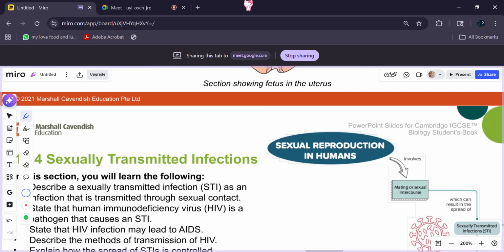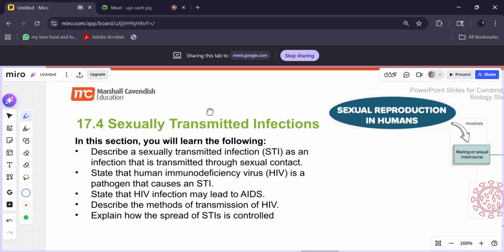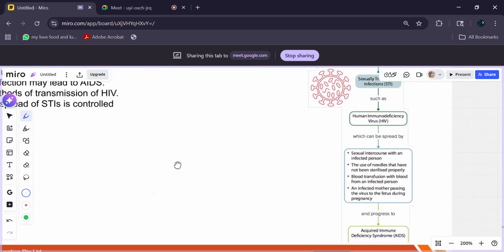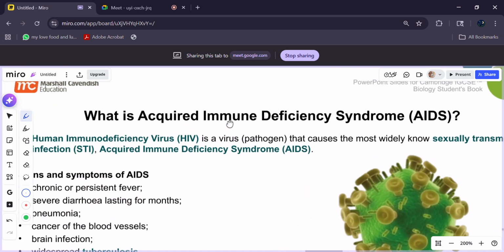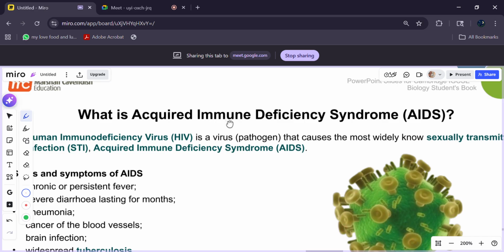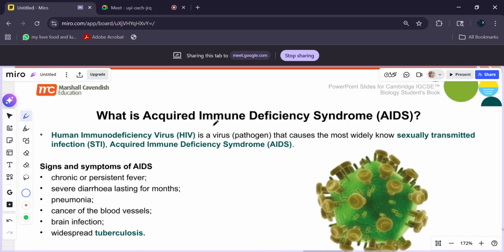Let's move on to this one last chapter, the final section, which is sexually transmitted infection. So let's be quick and explain what sexually transmitted infections are. Some diseases may spread through sexual intercourse. A disease spread or transmitted in this way is called a sexually transmitted infection, which is STI.